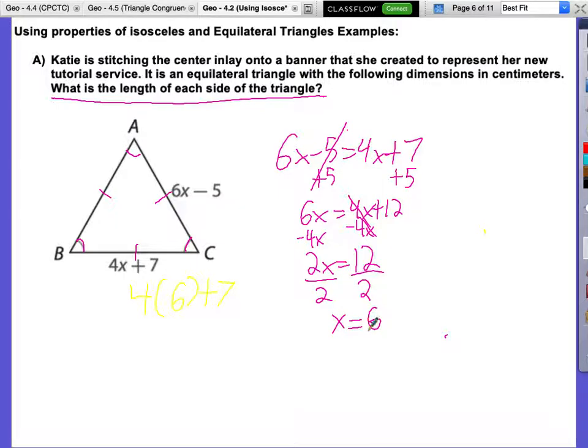Very good. We take 6 and we put it in place of x. That's what substitute means. We put it in place of it. It's a substitute for it.